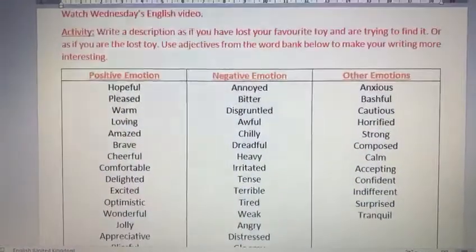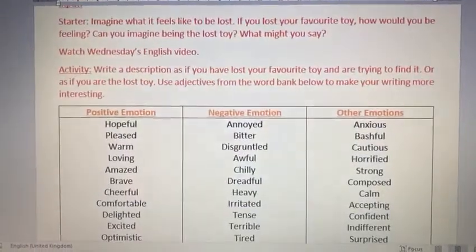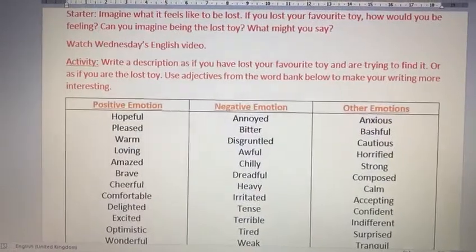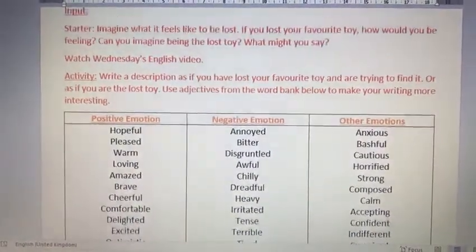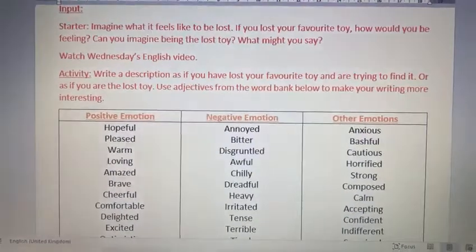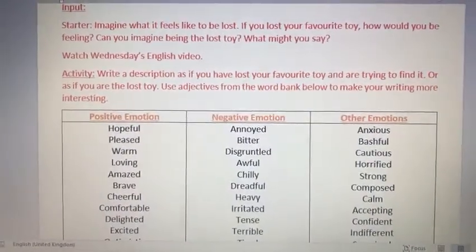So I hope you enjoy writing your description. I look forward to reading them, and tomorrow you are going to be planning your very own full-length story. So I want this to be just a description, a short description, because tomorrow we'll be planning a full story.